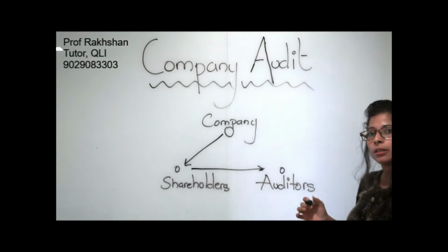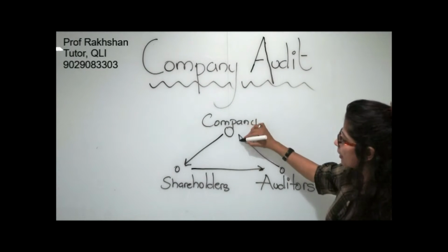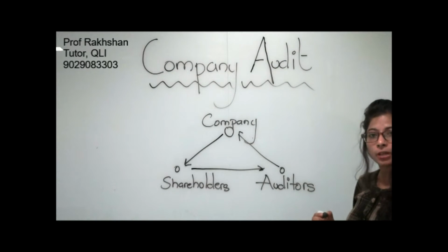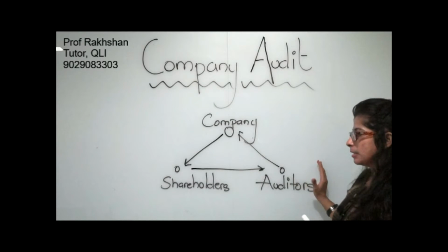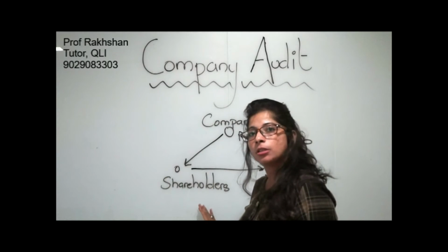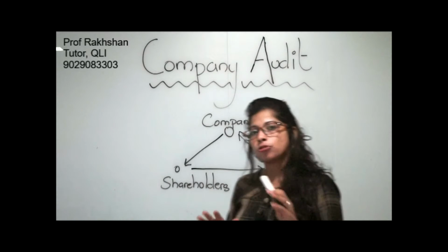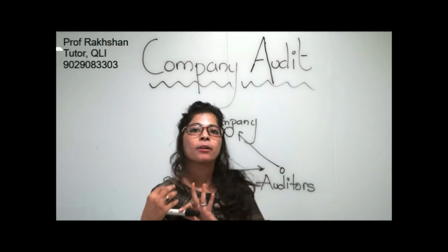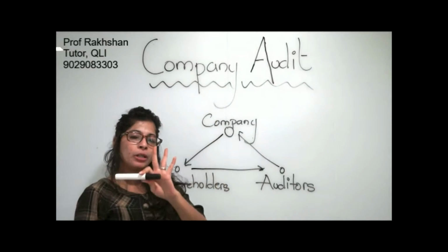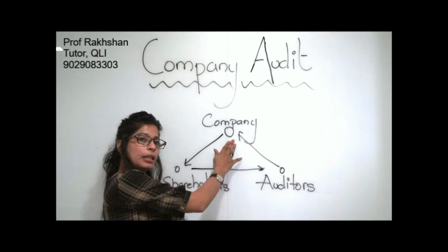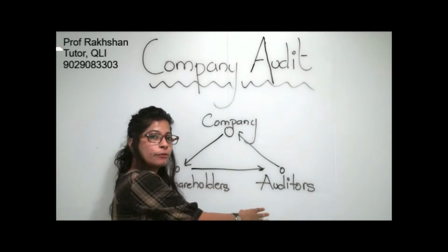So the shareholders have appointed the auditors. Auditors review the records, documents and papers of the company. They submit their auditor's report to the shareholders and the shareholders rely upon that report. So there's a tripartite agreement in an audit scenario of a company. Tripartite, why? Because we have a company, we have the shareholders and we've got the auditors.